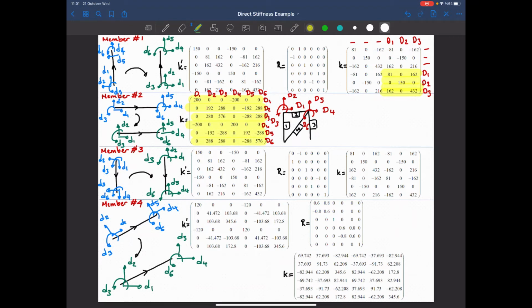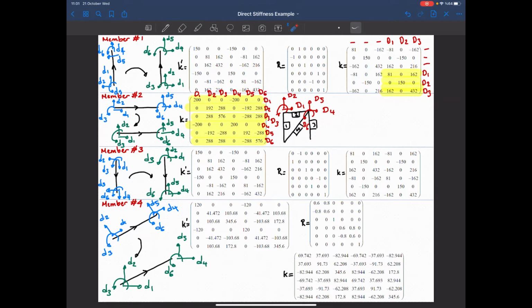And again, we can ask the same question. Let's say that I want to give a unit displacement in the D2 direction. How much resistance will I get from the second member? It is 192. Okay, so this will be fully assembled in, or put in, the structural stiffness matrix.